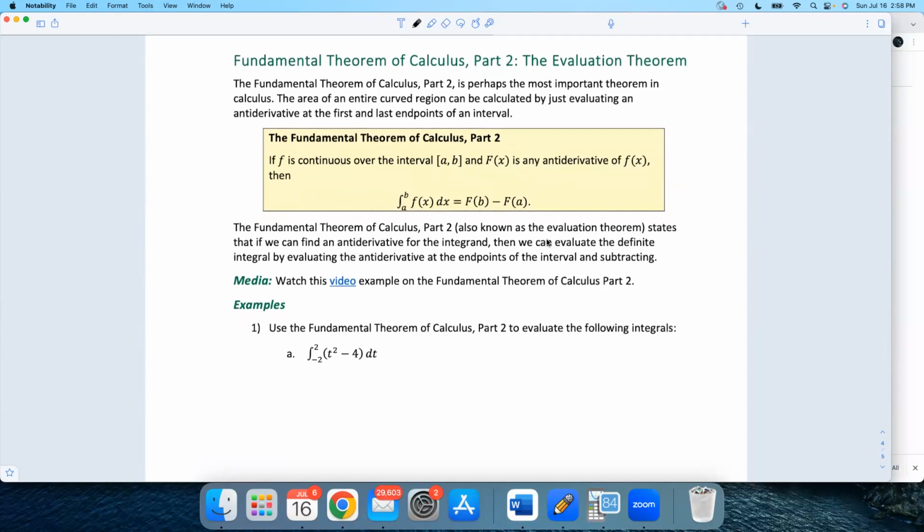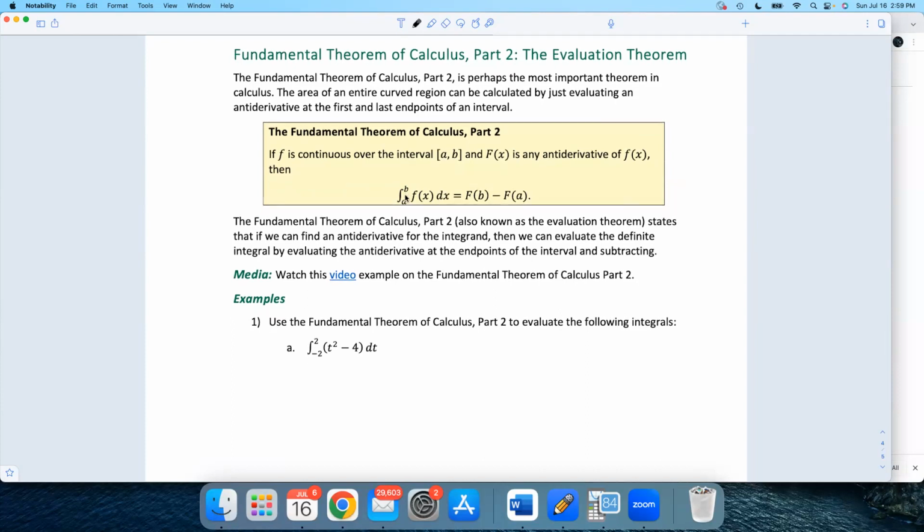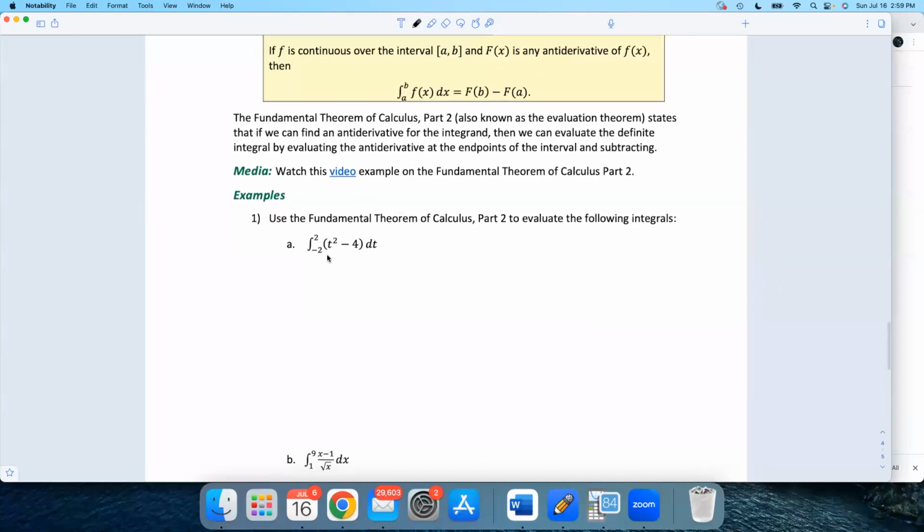Okay, so this tells us how to actually evaluate definite integrals. Remember, a definite integral is just a number. Our goal here is just to get a number. And we're finding the area under a curve. So like here, let's draw this guy out. I've got t squared minus 4. I know what that guy's graph is going to look like.